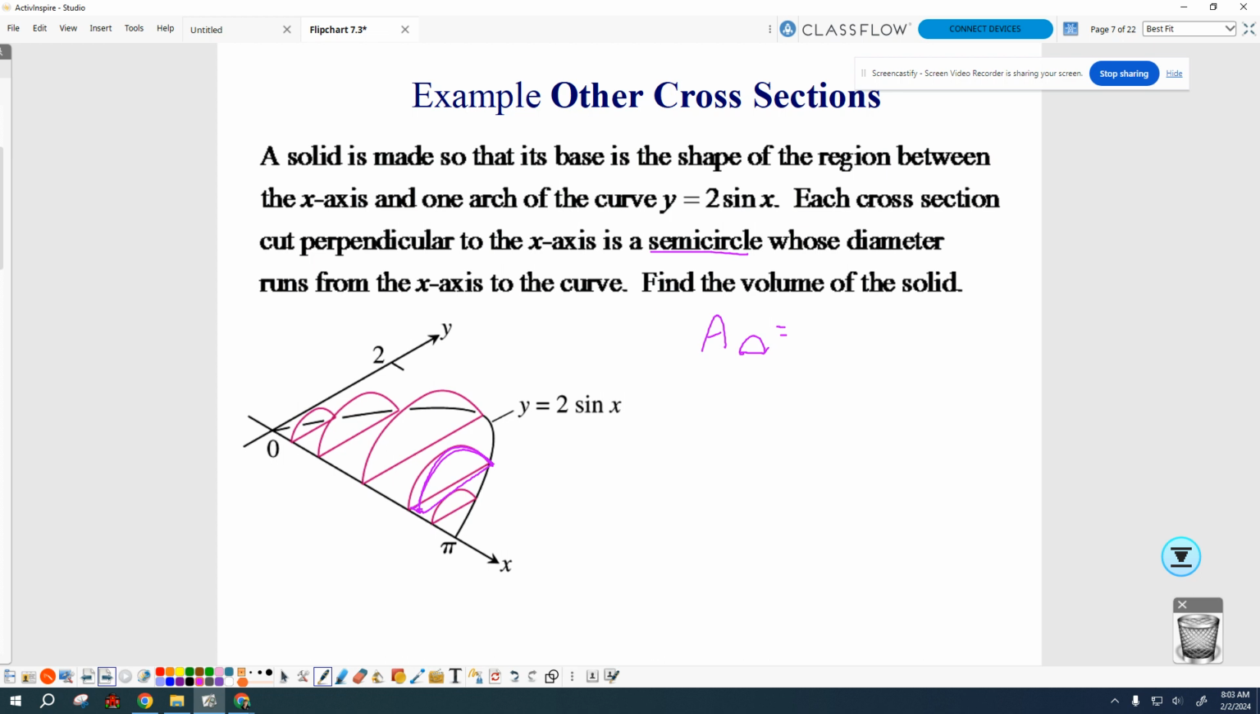Dx. So all the little slices are dx, so I need the equation in terms of x. And then the diameter runs from the x-axis to the curve. Horrible wording.